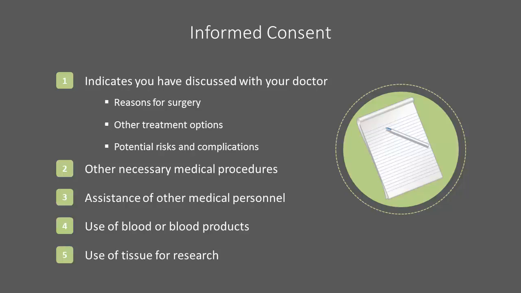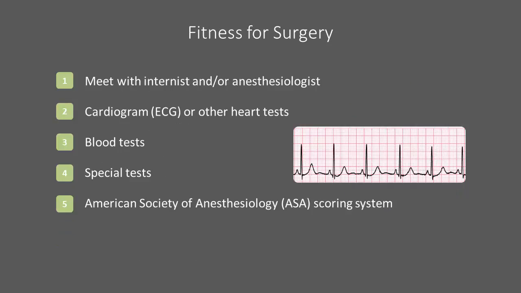Prior to surgery, you will meet with an internist and/or an anesthesiologist to precisely determine your fitness for surgery. Through an interview, examination, blood tests, a cardiogram, and possibly other special tests, these doctors can rate your degree of surgical risk using a variety of scoring systems, such as the American Society of Anesthesiology, or ASA, scoring system.